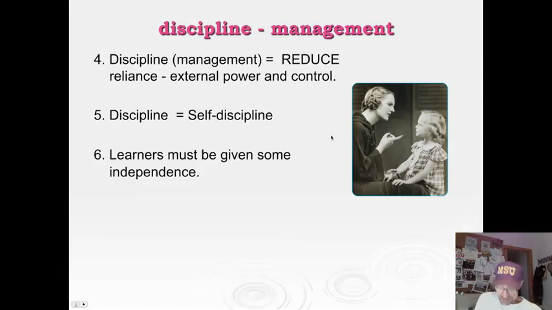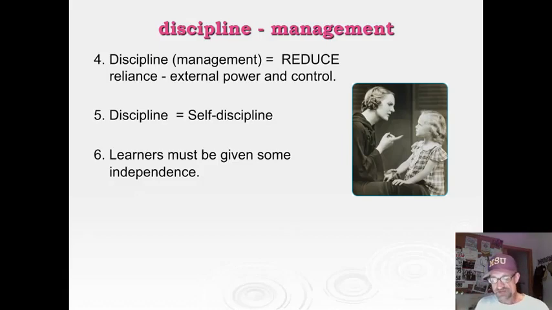Discipline means actually reducing the reliance on external power and control. Again, think of societies where control is imposed externally. Think of North Korea versus a society that has some rules, but lots of freedom and empowerment. So discipline is self-discipline, ideally. That children learn how to discipline their own behavior. That means you are teaching proper conduct and why. You're not just making bad things happen when students misbehave. You're teaching the correct behaviors.